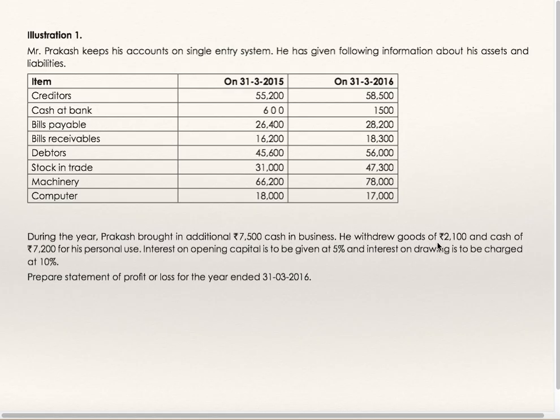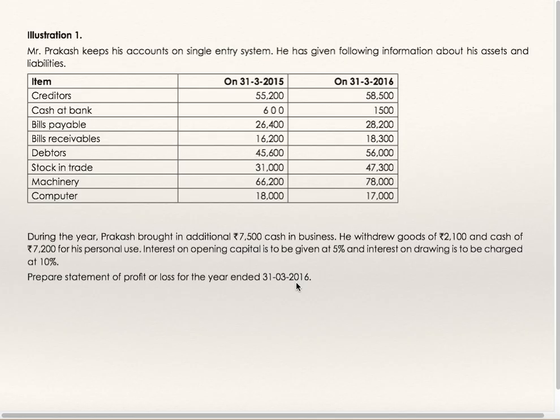He withdrew goods of rupees 2,100 and cash 7,200 for personal use. Both are drawings. 2,100 plus 7,200 are total drawings. Interest on opening capital is to be given at 5% and interest on drawings is to be charged at 10%. Prepare statement of profit or loss for the year ended 31st March 16.